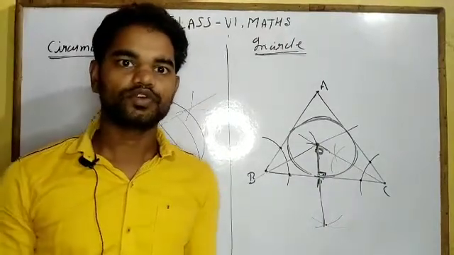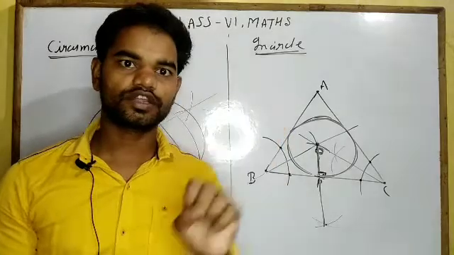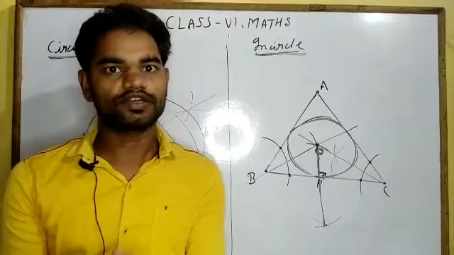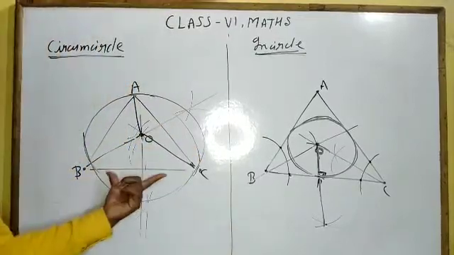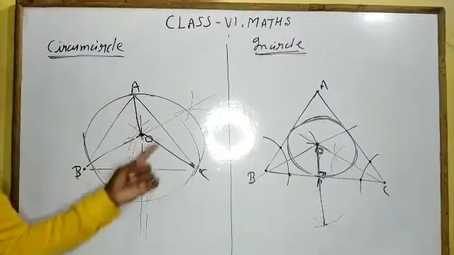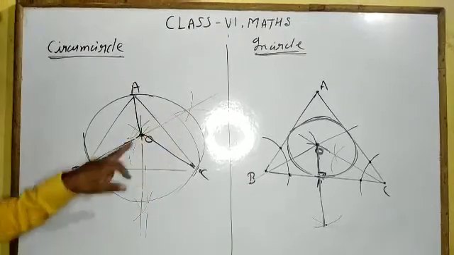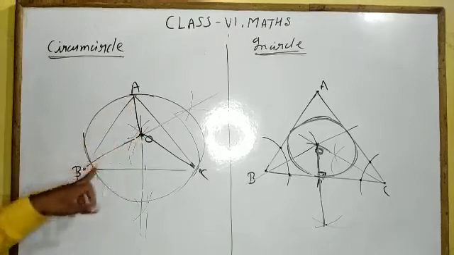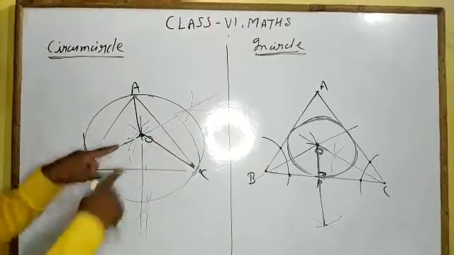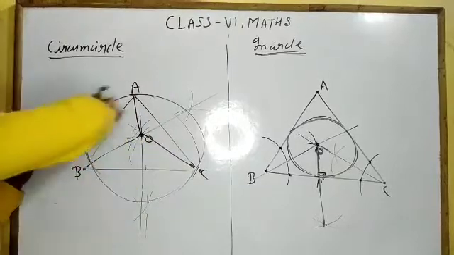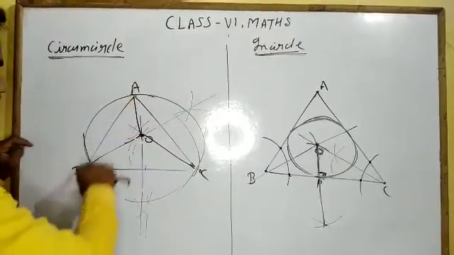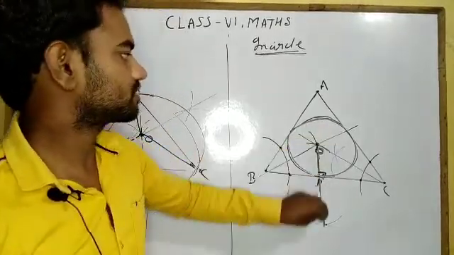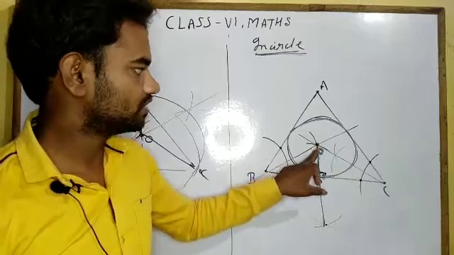Listen again. In order to construct the circumcircle, two things are required. First of all, find the origin. Second, find the radius. To find the origin, take any two perpendicular bisectors. Both bisectors intersect each other at the point O. This is the origin. Second thing, taking OA or OB or OC as a radius, with center and radius, draw a circle which passes through all the three vertices of the triangle. This is the circumcircle.